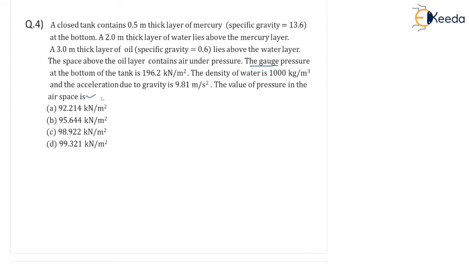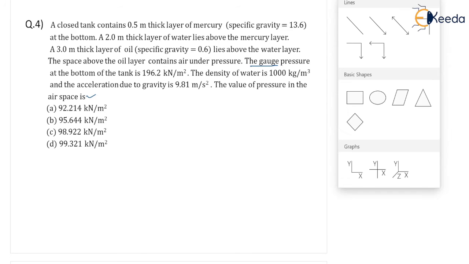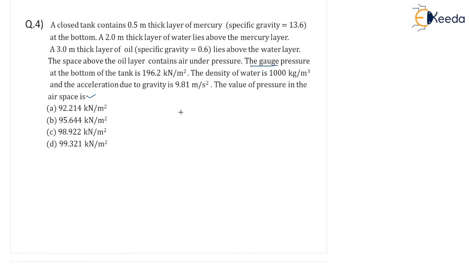First of all, we draw the diagram, because we want to understand the problem perfectly. Let us take a closed tank here like this. The closed tank contains a 0.5 meter thick layer of mercury, so we take a 0.5 thickness layer of mercury here. This is for mercury.